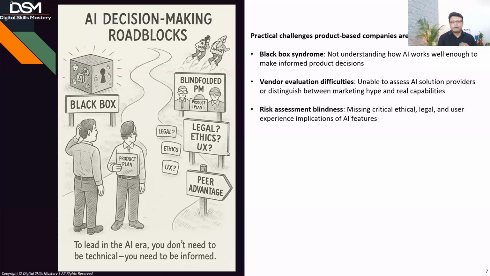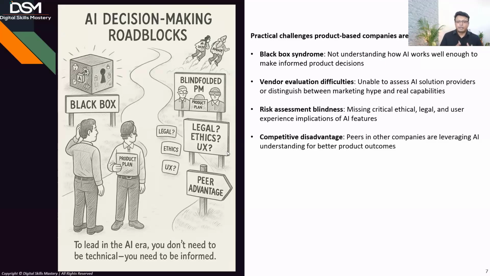Then there could be risk assessment blindness as well, because you're not able to understand the scope from the ethics, legal and user experience point of view, and hence the roadblocks in moving forward with the AI implementation. And finally, competitive disadvantage. Peers in other companies are leveraging AI understanding better than you are, and hence there is this loop that you're not able to understand, not able to deliver, and not able to catch up as quickly as your peers. So, I wanted to break these roadblocks into these sections so that you keep them in mind and then move forward as you learn the AI concepts.